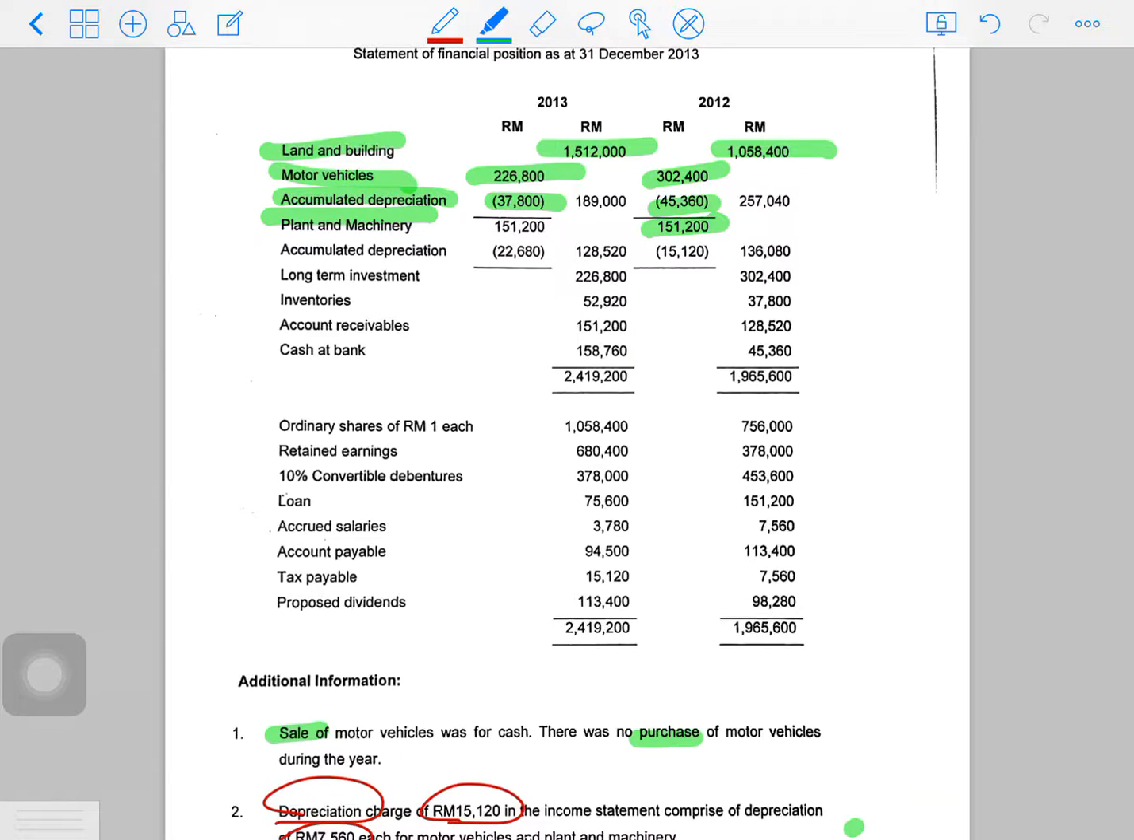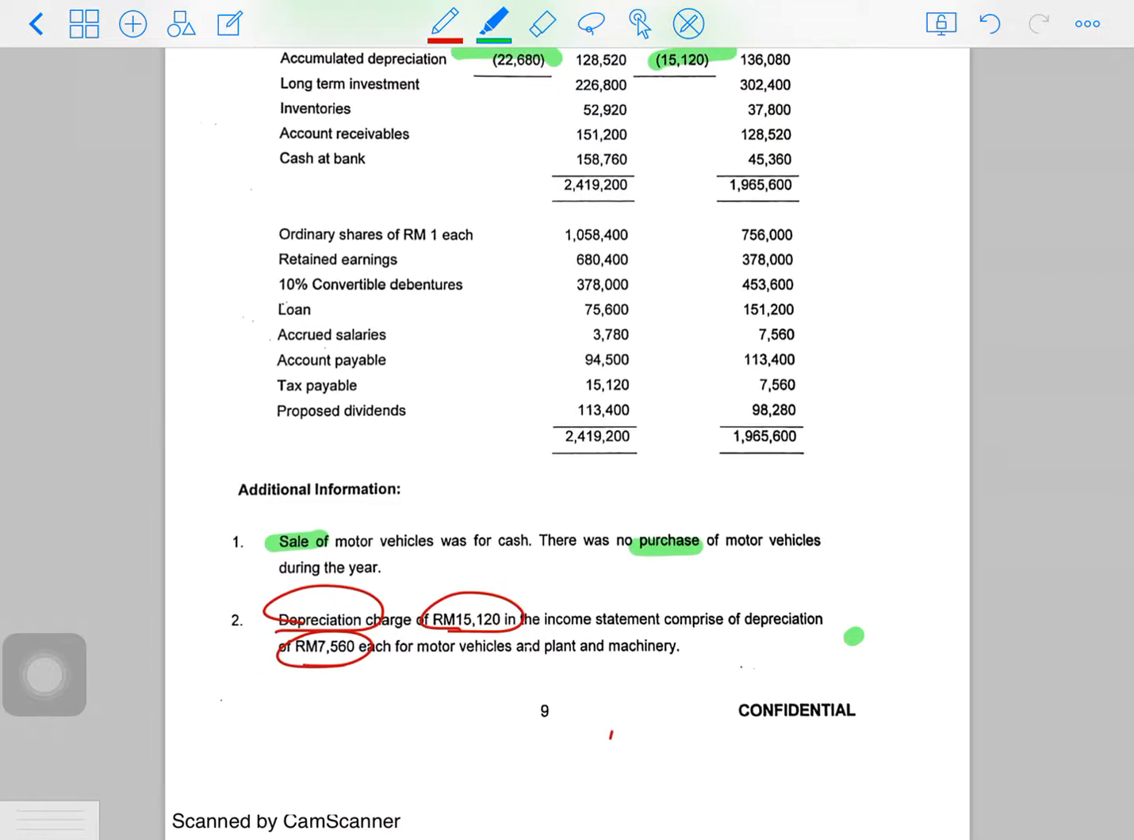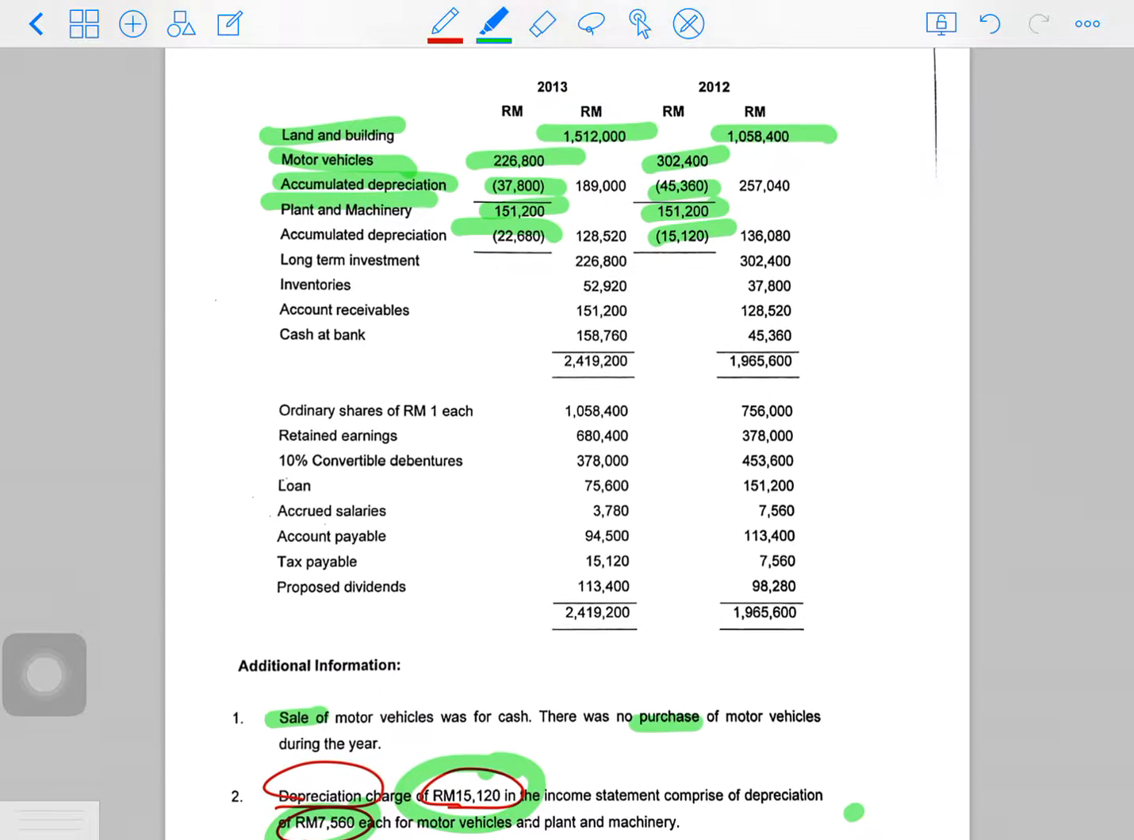Balance brought down, balance carried down. Tak ada difference, sama saja. Cuma accumulated depreciation saja difference, sebab ini ialah depreciation yang dia charge during the year kan. Out of 15, 120 ni, 7 ni is for motor vehicle, and the rest is for plant and machinery.